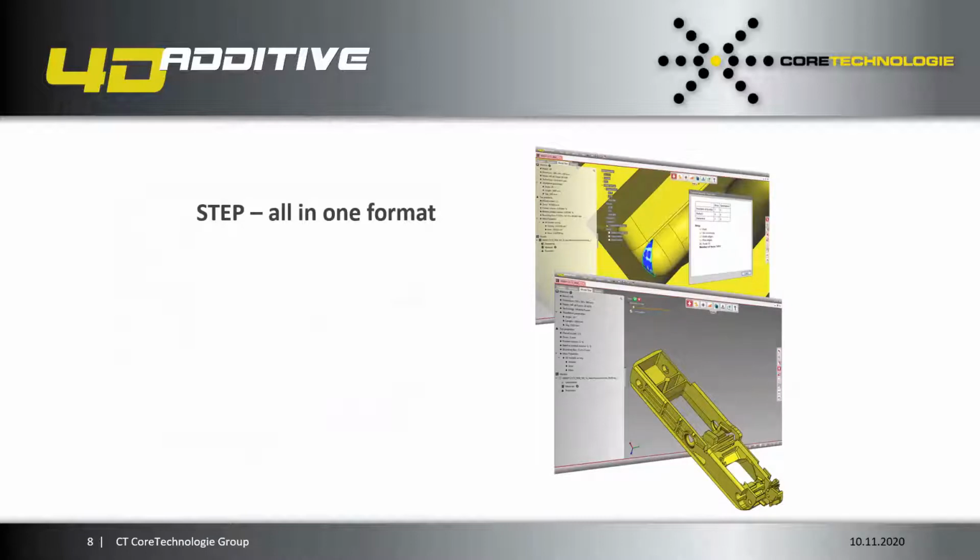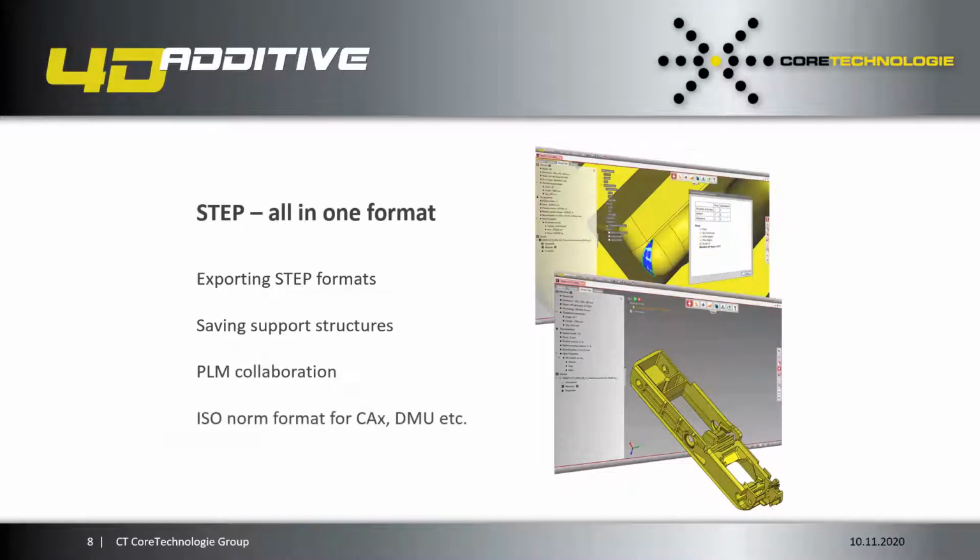All the models which have been imported for additive can be exported into a STEP file. In this all-in-one format, you can also save support structures if you are creating them and you want to go back to your PLM system, for example, to collaborate with other departments or to make simulations. And because STEP is an ISO standard, you can be sure that it is convenient for all your CAX systems and digital mockup processes.